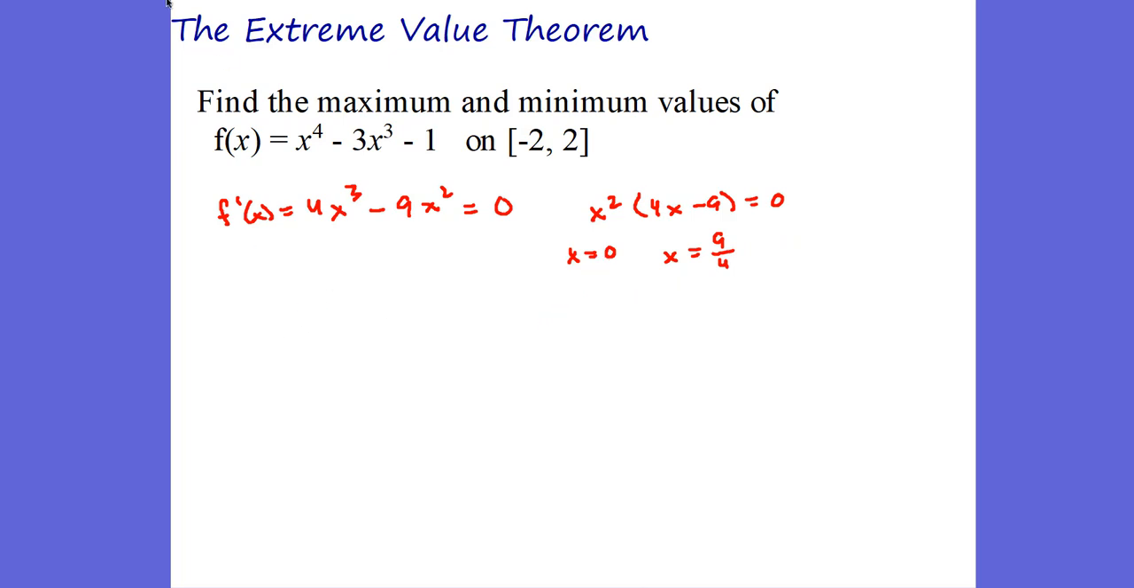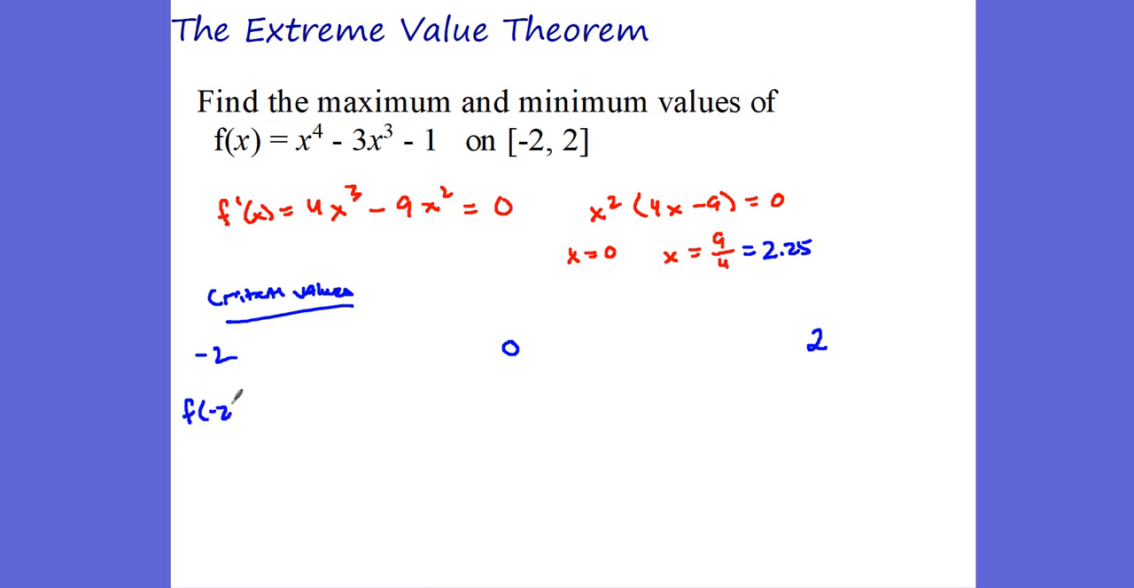And so what are my critical values? Remember, in the extreme value theorem, we have to include negative 2 and positive 2. And we have 0, and we have 9 over 4. Well, 9 over 4 is equal to 2.25, so that's outside my interval. So that's not going to come into play here. We have these other values.